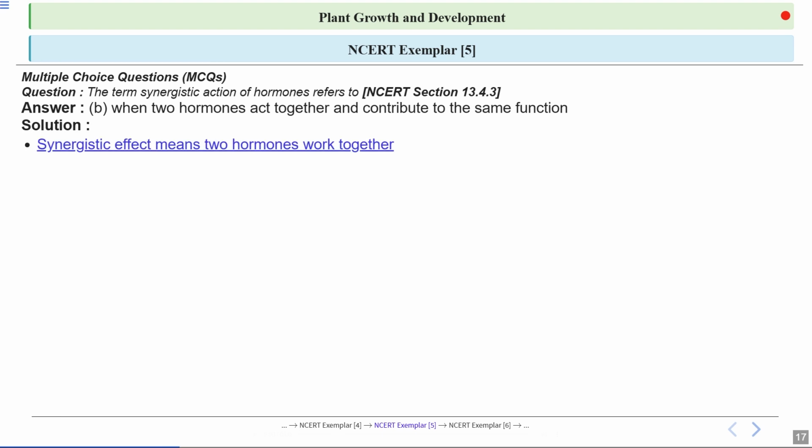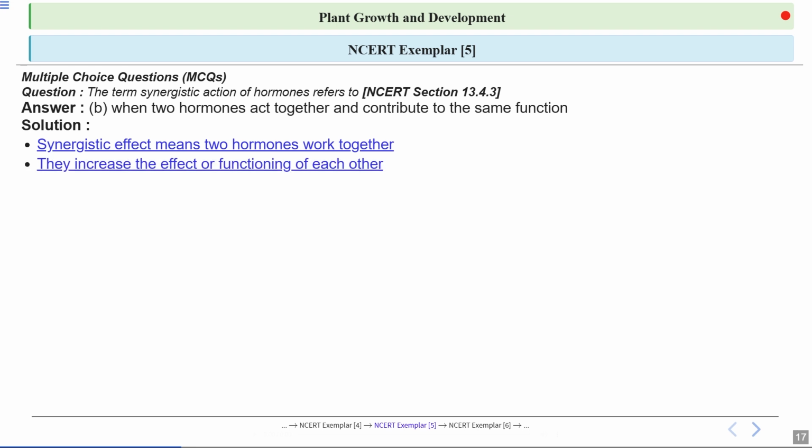So what does it do? The correct answer is option B. When do the hormones act together and contribute to the same function? So this is the synergistic effect, right? Synergistic effect means the two hormones coming together and promoting one particular function. They are working together in that sense.